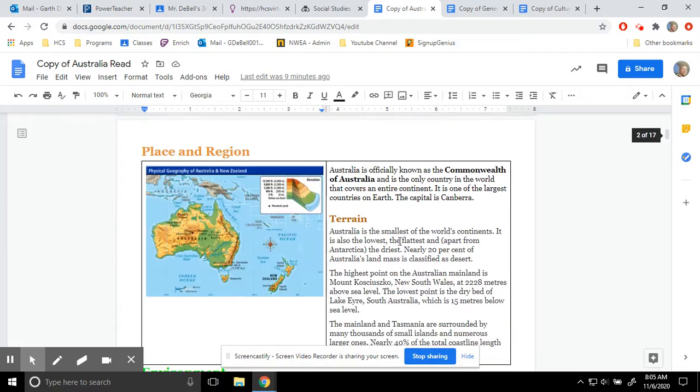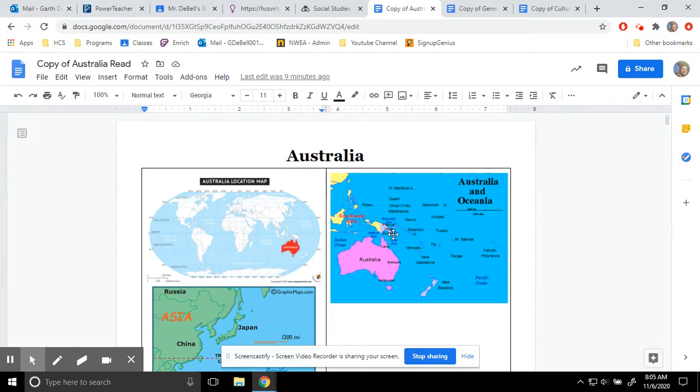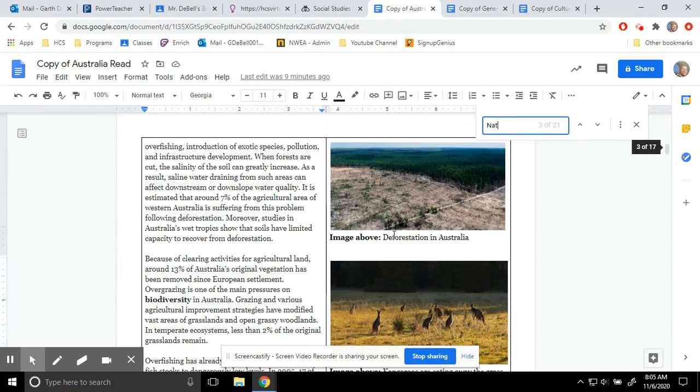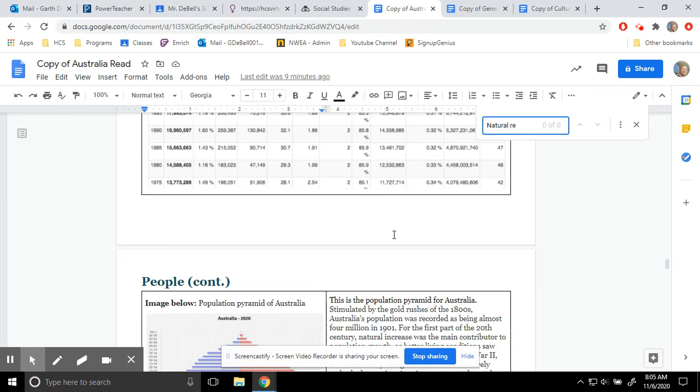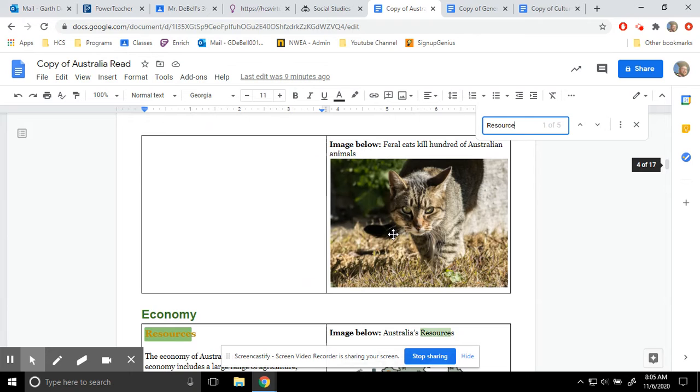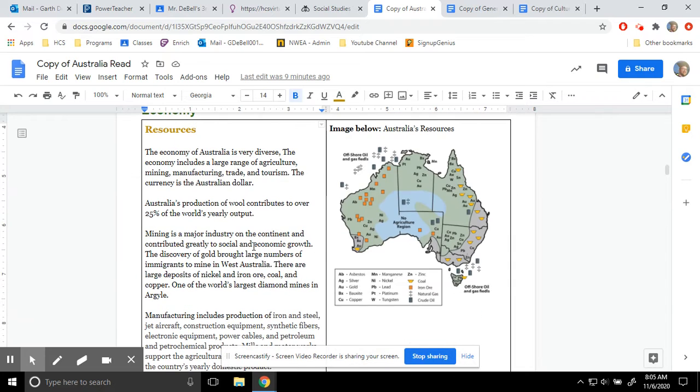So there's a section, let's see, Control F. Natural. Actually, hold on. It wouldn't be natural. It'd just be resources. There we go. So this is a great tool. Like I said, here's all your resources, right? Silver, gold, copper, nickel, lead. So just look at this map and tell me something about it.